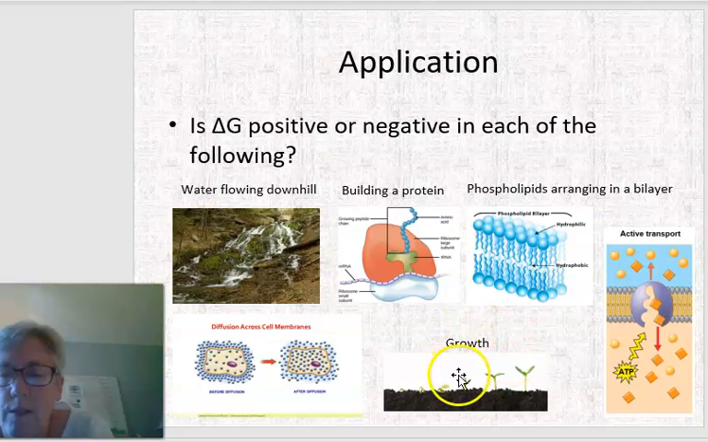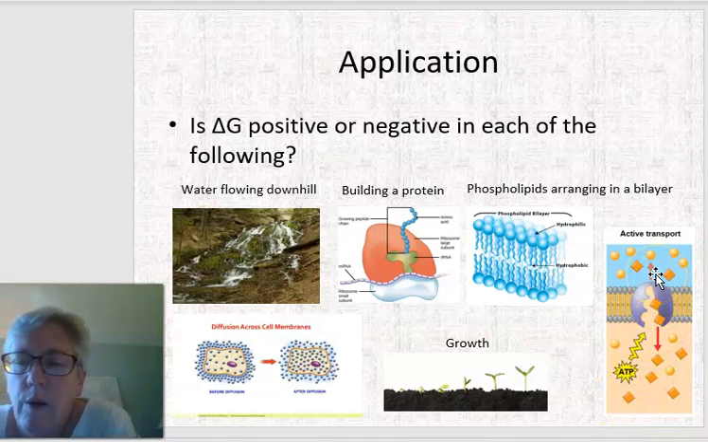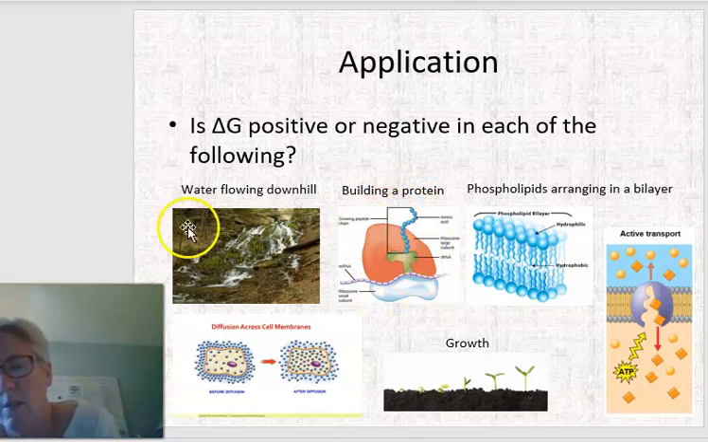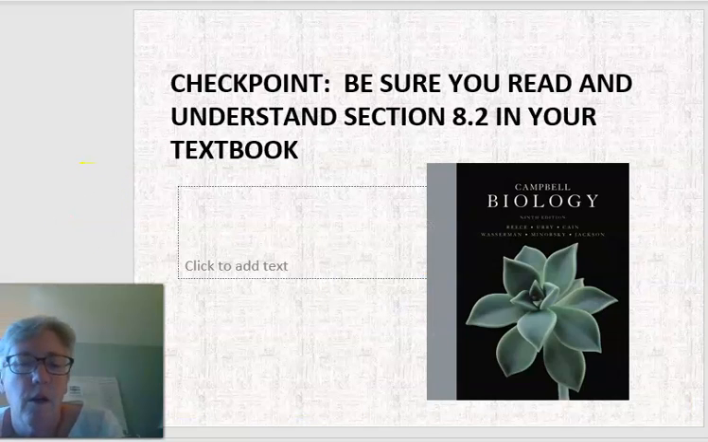That would have a positive delta G. This one is non-spontaneous. It's requiring ATP. So that would have a positive delta G. This spontaneous arrangement of phospholipids would have a negative delta G. And the building of a protein that requires energy would have a positive delta G because it's not going to happen spontaneously. All right, awesome.